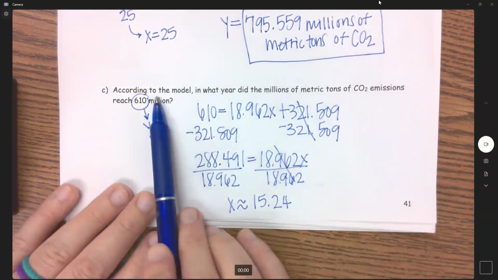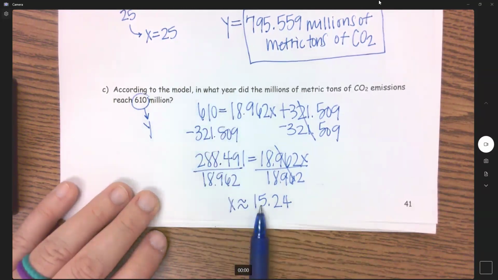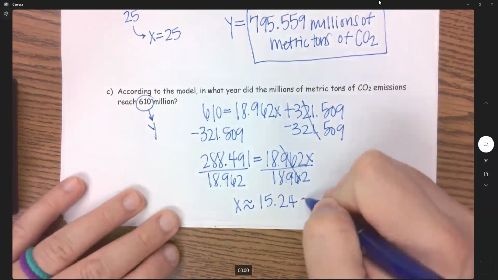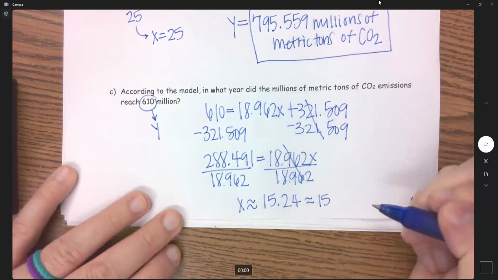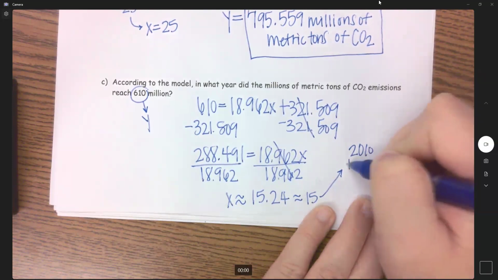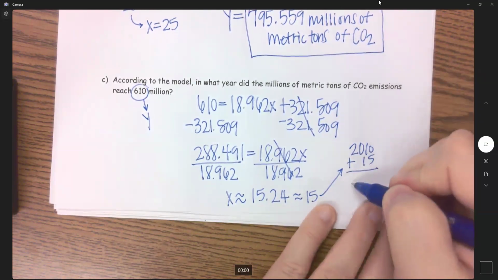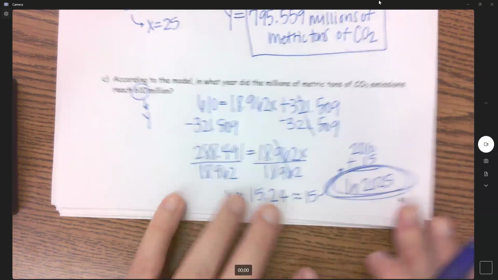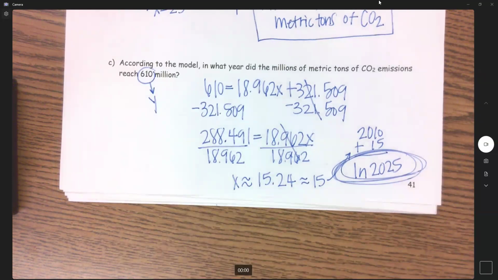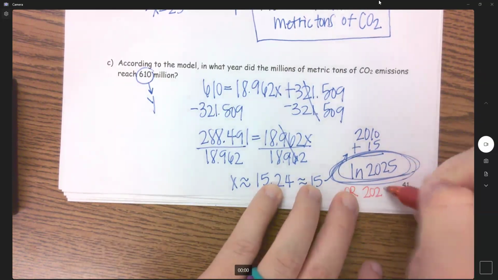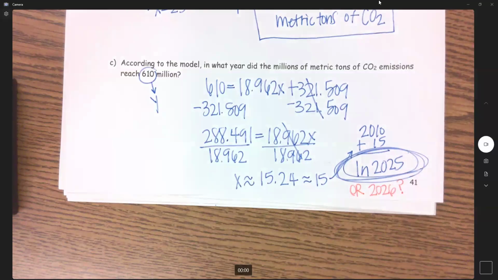So it says, according to this model, in what year are we in if my X is 15.24? You can round this to 15 and then say that we have 2010 plus 15. So we are in the year of 2025. Okay. Or, I'll put this in red, it might be 2026. My MyLab is not consistent on this at all.